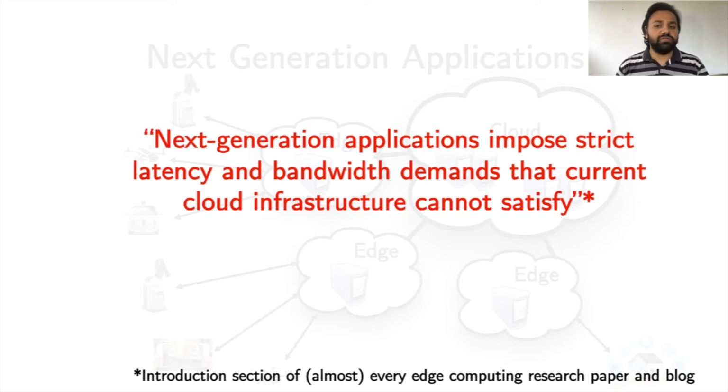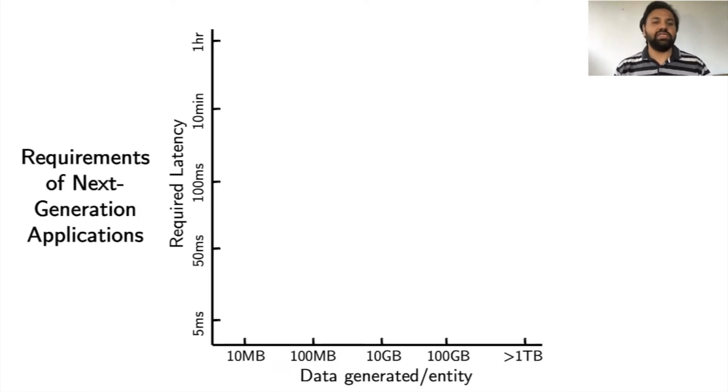So before we proceed further, let's first try to understand what the next-generation applications are that are driving the hype around edge computing and what requirements they impose on the underlying network. We analyze the existing publications on the subject and categorize the next-generation applications based on their latency and bandwidth requirements. The y-axis shows the required latency that can range from a few milliseconds to an hour, and the x-axis shows the amount of data that an application can generate, ranging from a couple of megabytes to several terabytes.